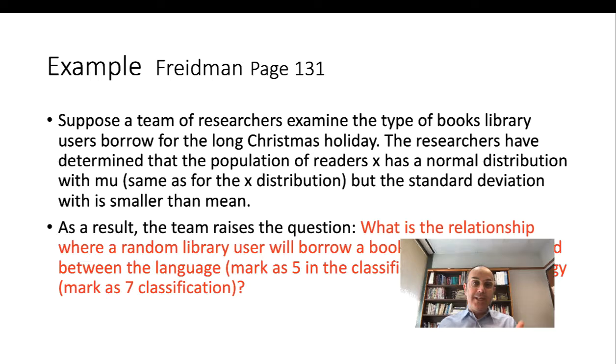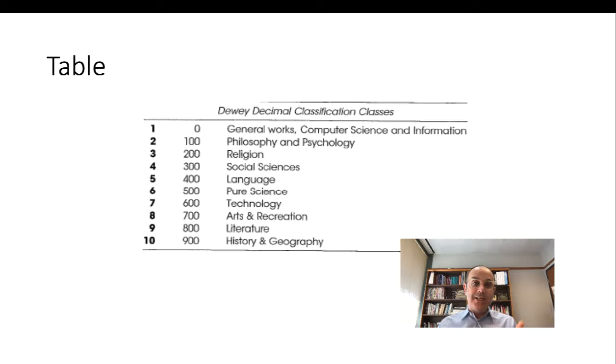Again, an example from my textbook. Suppose a team of researchers examined the type of book a library borrows for the long Christmas holiday. The researchers estimate the population of reader X has a normal distribution with mu, the same as the X distribution, but the standard deviation is similar to the mean. As a result, the team raises the question: what is the probability that a random library user will borrow a book classified between language, marked by 5 different classifications of language, and technology, also classified as 7 different types? So in the library catalog, we usually have classification based on the type of book.